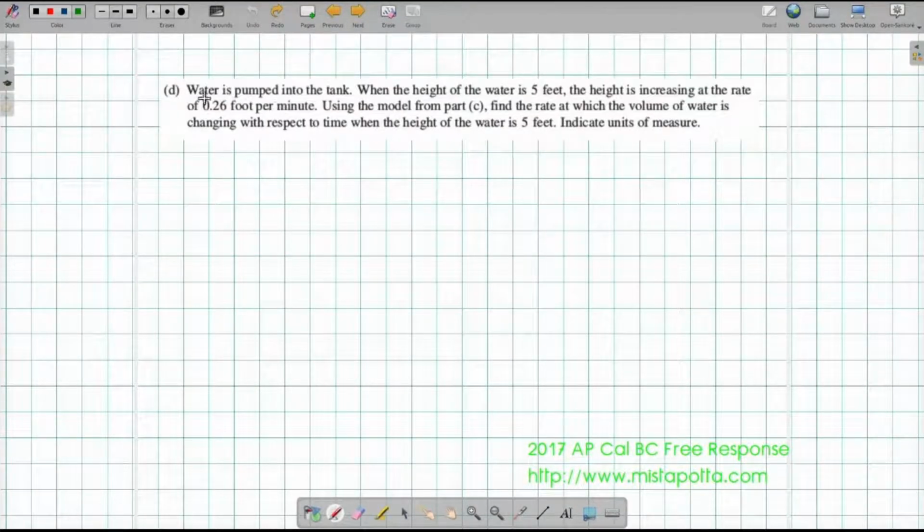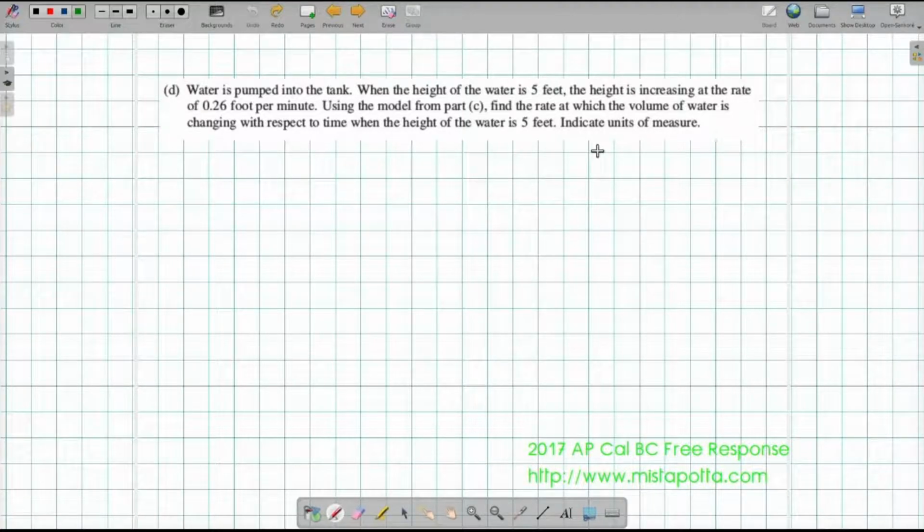Going on to part D, it says water is pumped into the tank. When the height of the water is 5 feet, the height is increasing at the rate of 0.26 foot per minute. Using the model from part C, find the rate at which the volume of water is changing with respect to time when the height of the water is 5 feet, and indicate units of measure.